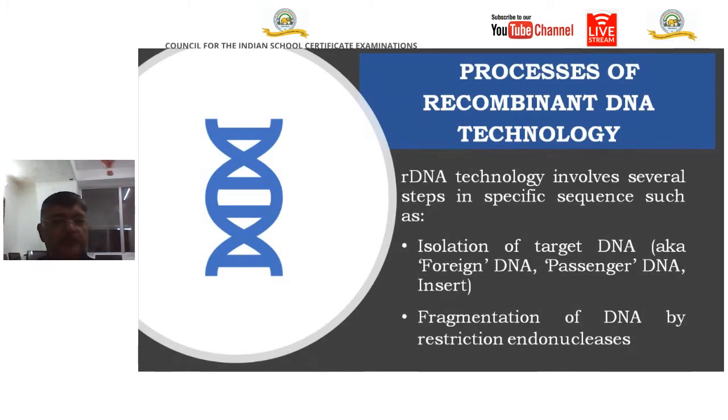DNA which is coding for the product. So this DNA is also called the foreign DNA, the passenger DNA, or simply the insert. This DNA is actually part of the whole organism's genome, the entire genome. When we are isolating, we don't have any technique to isolate only the small gene.